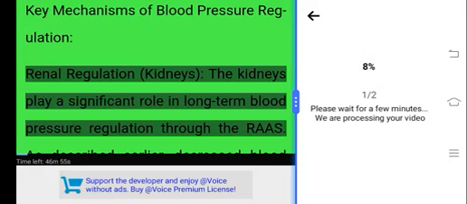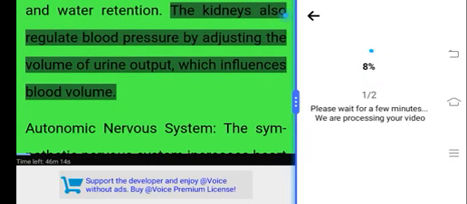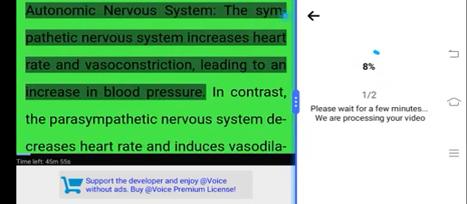Renal regulation. Kidneys. The kidneys play a significant role in long-term blood pressure regulation through the RAAS. As described earlier, decreased blood volume or blood pressure leads to the release of renin, which increases blood pressure by promoting vasoconstriction and water retention. The kidneys also regulate blood pressure by adjusting the volume of urine output, which influences blood volume.